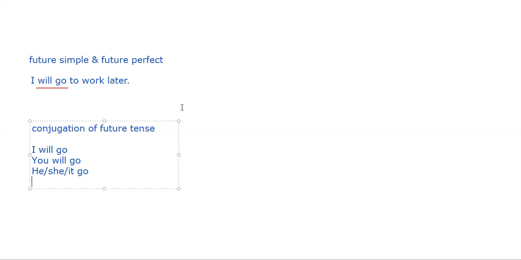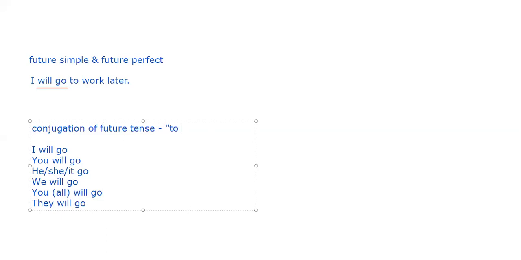Okay. Let's see. We will go. So I'm not an actual teacher. We will go. You all will go, and they will go. So it's the same conjugation: will plus the bare form of the verb. So let's say we have "to go." In this case, you just take this part with "to" out and replace it with "will." And then that's it. It's that easy. English conjugation is mind-numbingly easy.